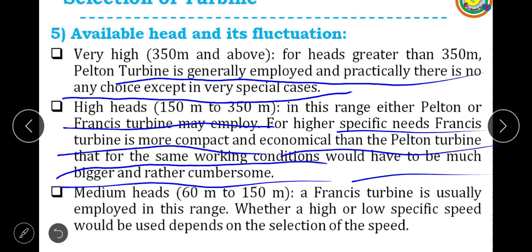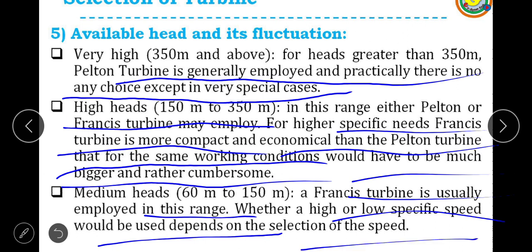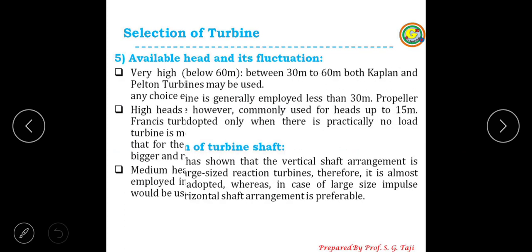Medium heads means less than 150, more than 60. A Francis turbine is usually employed in this range. Whether a high or low specific speed would be used depends on the selection of the speed. So if the head is more than 350 meter, impulse turbine is the only alternative. If it is between 60 and 150 meter, Francis turbine is the ultimate choice. No other choice. Whereas between 150 and 350 meter, either Pelton wheel or Francis turbine can be used economically. Right?